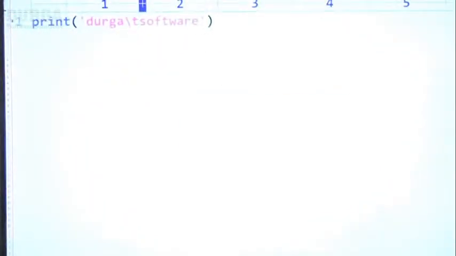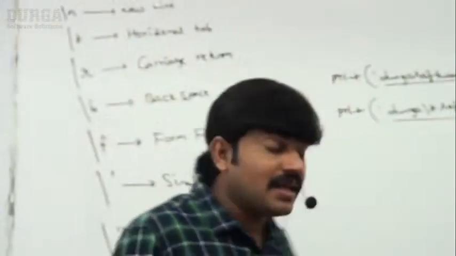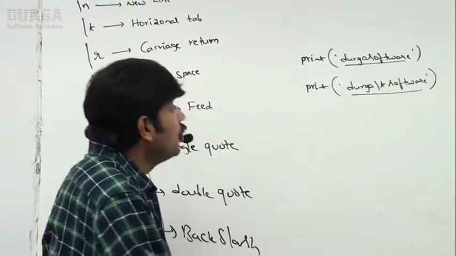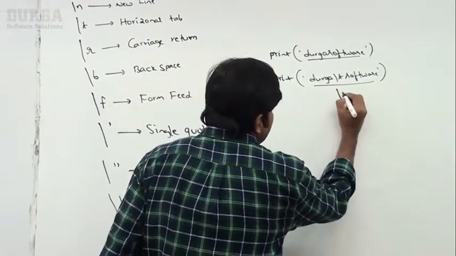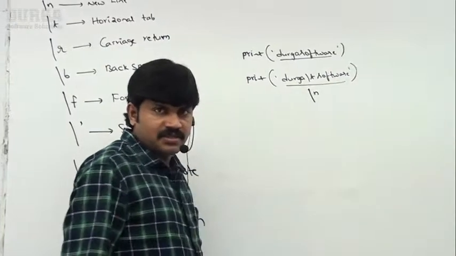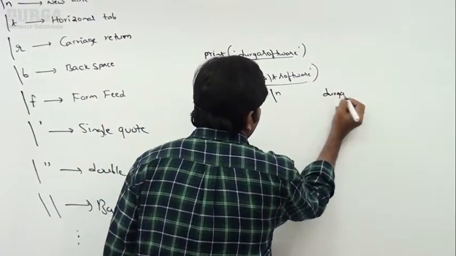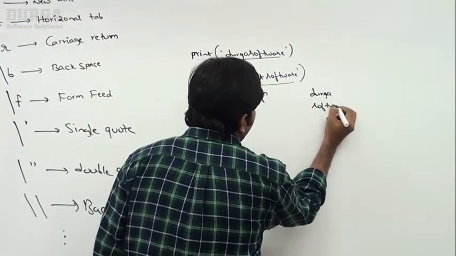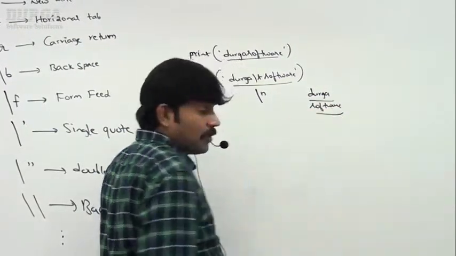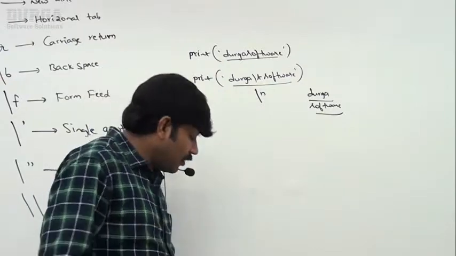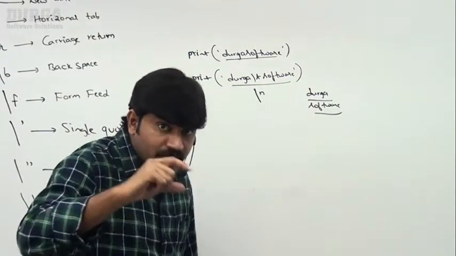Okay, now the next one. I want to use backslash n. N means new line character. Instead of backslash t, if I use backslash n, you are going to get Durga, and the software will come in the next line. Remember this one, next line. Backslash n means new line.